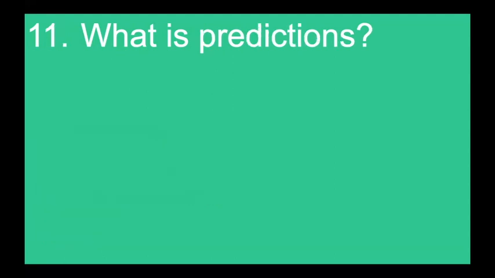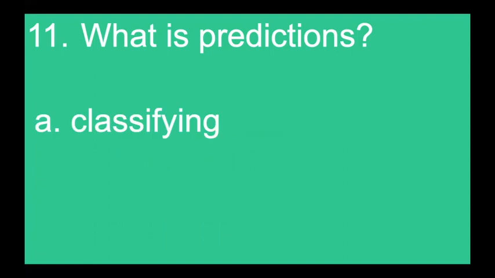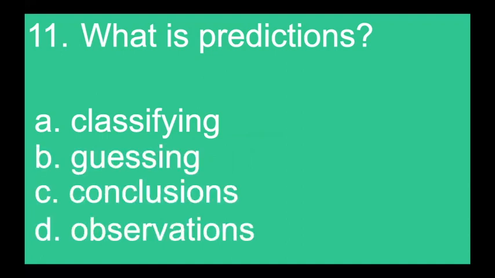Right, next one. Number 11. What are predictions? What do you think? Answers. A. Classifying. B. Guessing. C. Conclusions. D. Observations. So what are predictions? Classifying, guessing, conclusions, or observations? Right. Write down number 11 and choose the answer A, B, C, or D.